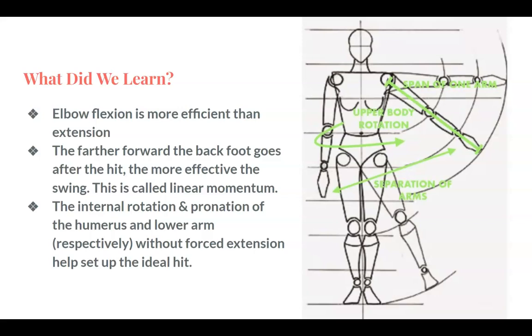And finally, the farther forward your back foot goes after the hit, the more effective the swing. So that's kind of like the drawback. Like when you go back, pull your arm back to hit the ball, and then you swing it forward, you're going to want to lead with your body, and then your foot will kind of go forward with you. And that, in biomechanical terms, is called linear momentum. So that's very important to this technique.